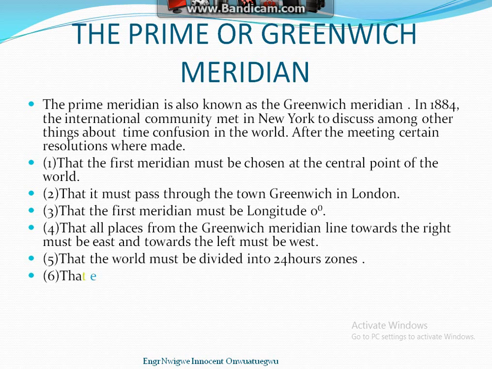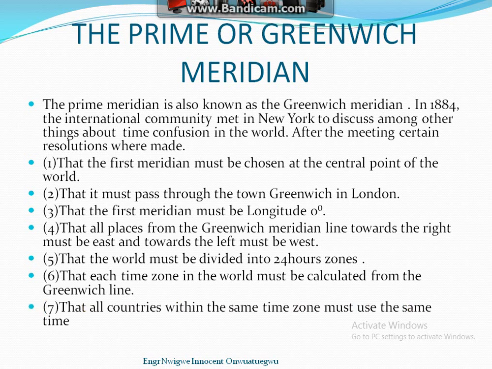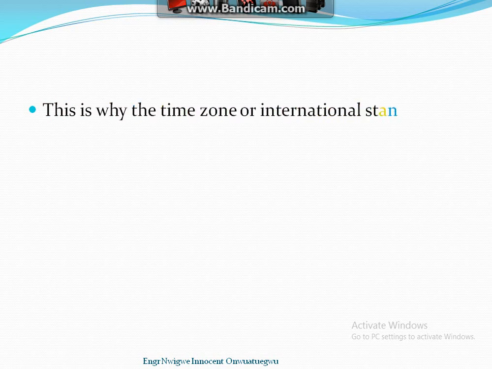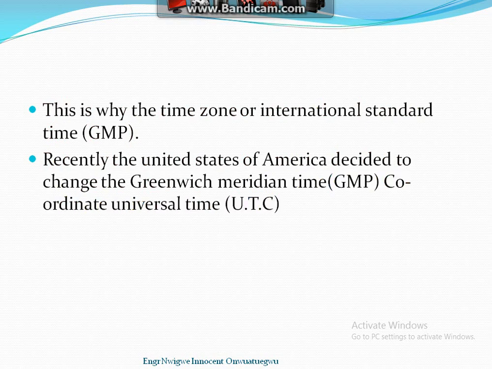6. That each time zone in the world must be calculated from the Greenwich line. 7. That all countries within the same time zone must use the same time. This is why the time zone or international standard time have in brackets Greenwich meridian time (GMT). Recently, the United States of America decided to change the Greenwich meridian time (GMT) to coordinated universal time (UTC).